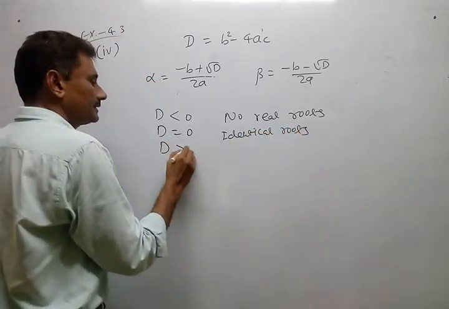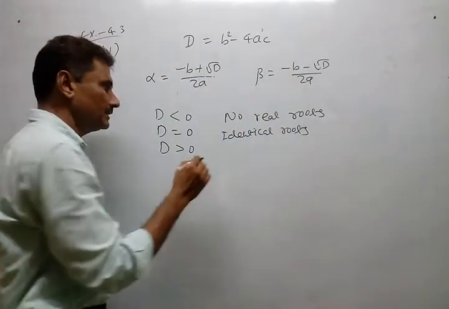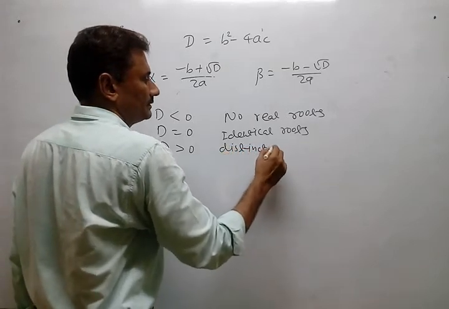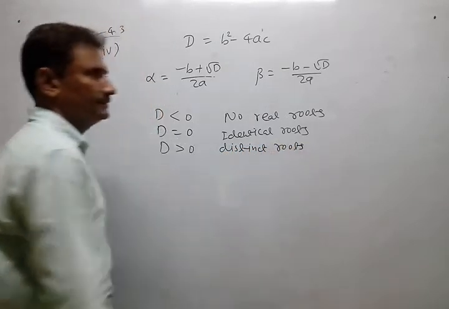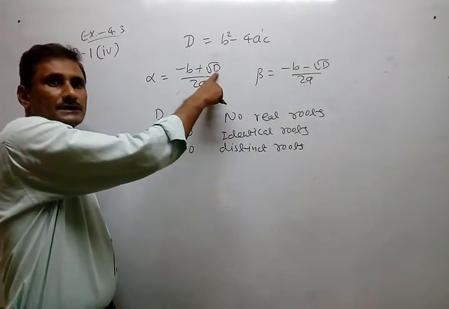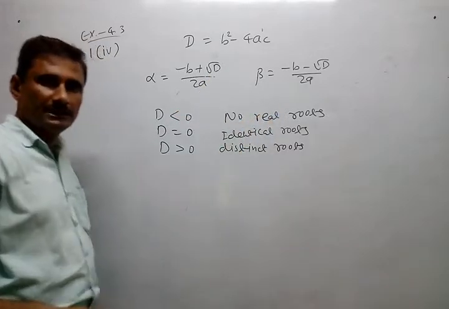If d is greater than 0, then obviously both are different. Both will be different, so at that time, distinct roots. Understand? Less than 0, why no real roots? Root of a negative number is not possible, otherwise you are not getting real numbers.